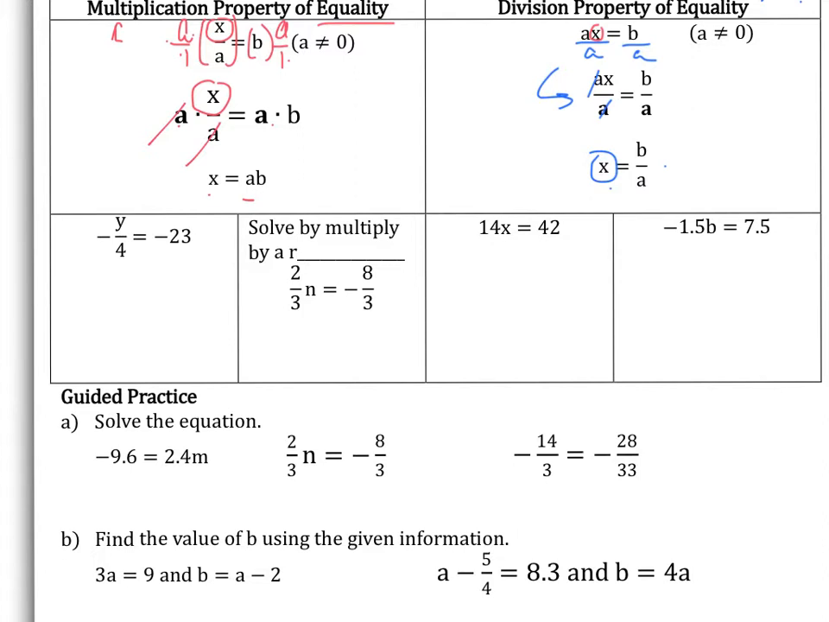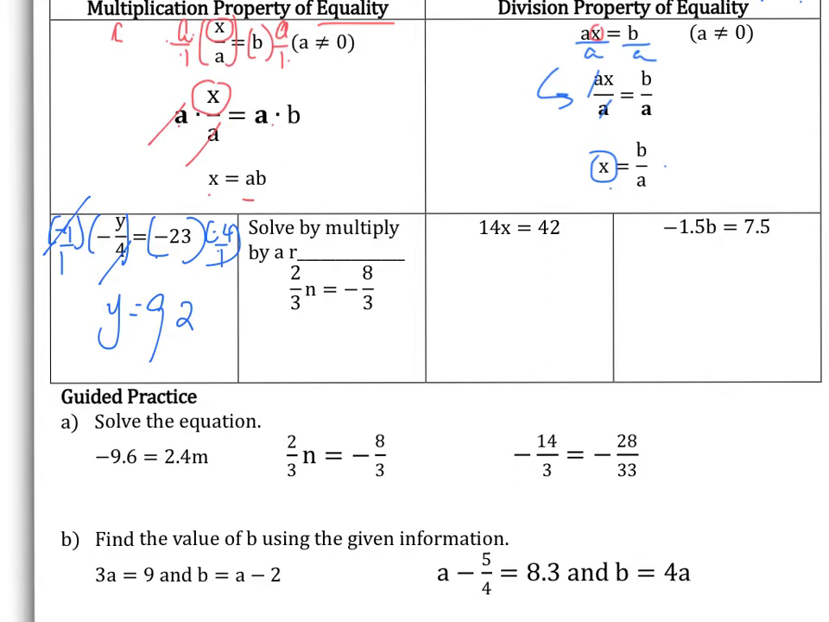Okay, let's do some practice. Negative y over 4 equals negative 23. I'm going to go ahead and multiply by the reciprocal of 1 over negative 4, which is negative 4 over 1. Now cancel this out. Negative, negative, positive. Don't forget to deal with the signs first. The answer is 92.